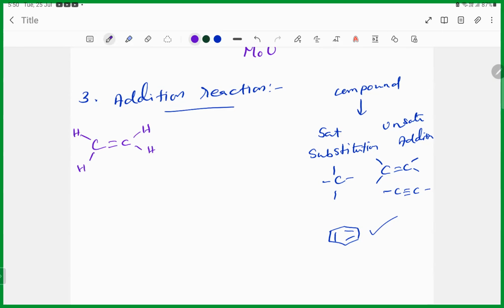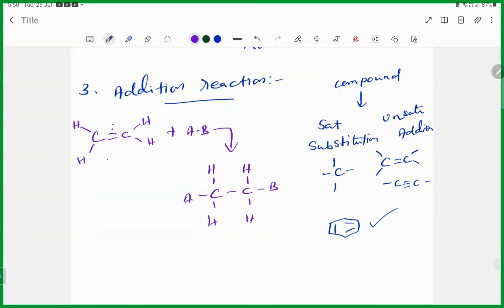So when you have the compound like this, ethylene, the reaction in which two molecules react to form a single product. So now I am going to add AB. When the two molecules react, it will give CH, B, H. So the double bond is cleaved. One side A is added, another side B is added. This is known as addition reaction.